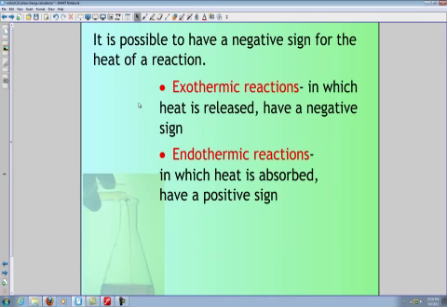Okay, just remember, it is possible to have a negative sign. If you did your delta T's and your final temperature was lower than your initial temperature, then you would get a negative sign, and that's okay. That just means that heat is being released instead of absorbed. Okay, so instead of putting heat in, heat is being given off.